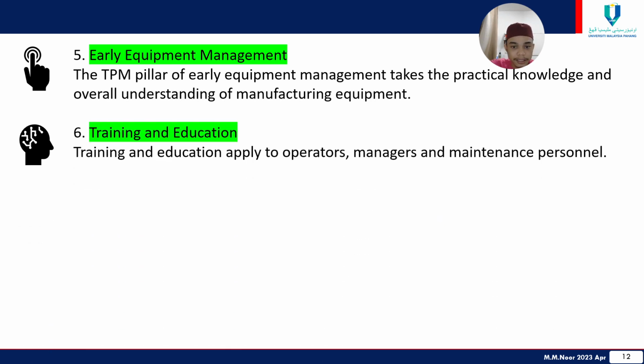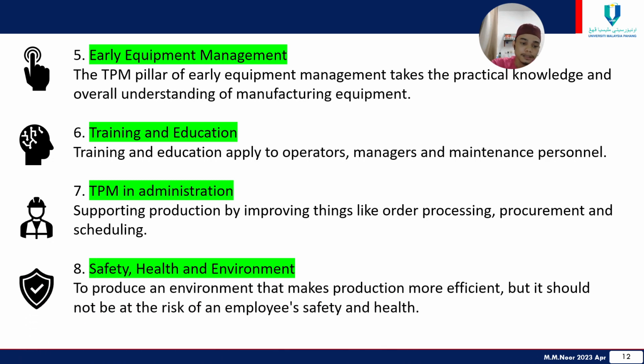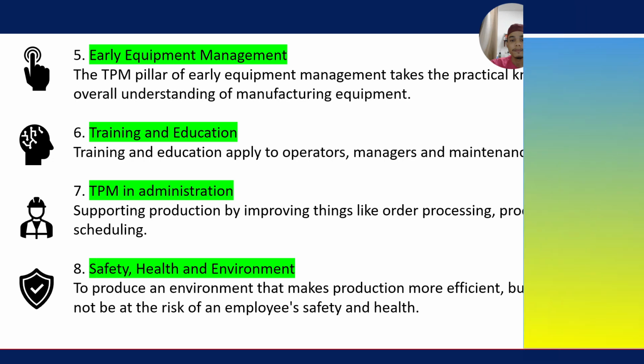Next, training and education. Training and education apply to operators, managers, and maintenance personnel. 7. TPM in administration, supporting production by improving things like order processing, procurement, and scheduling. And lastly, safety, health, and environment, to produce an environment that makes production more efficient, but it should not be at the risk of employee safety and health.